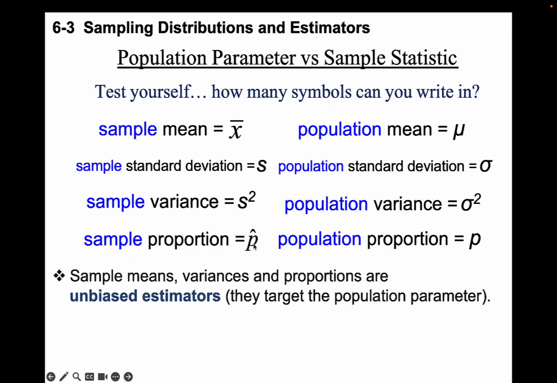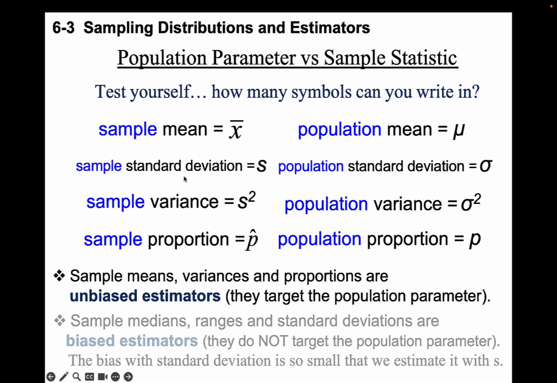Here's what I mean. Sample means, variance, and proportions, they're what we call unbiased estimators. We can use those. They will target the population parameter. So you can use x bar to target mu. Same with s squared and p hat. Notice standard deviation is not listed here.